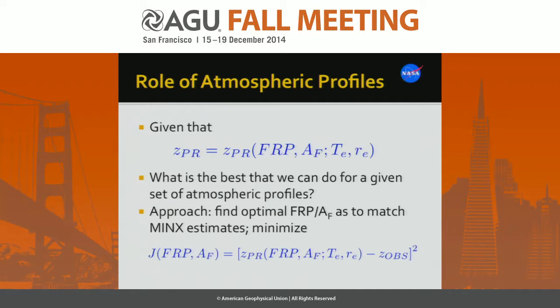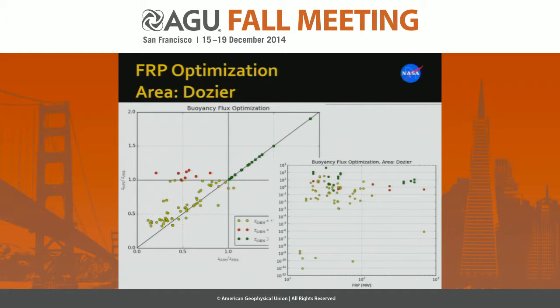We can try to get a sense of this question by doing the following what-if experiment: find the optimal FRP or area that matches the estimates. So given those atmospheric profiles, can we minimize this function and find the best agreement with the observations? And here are the results that you get.